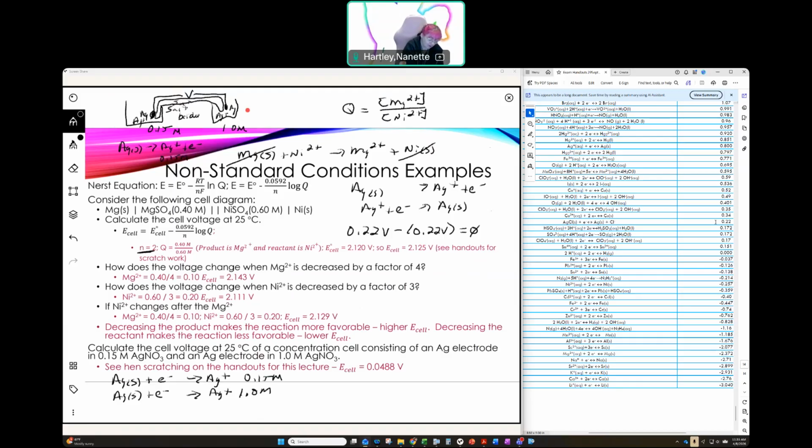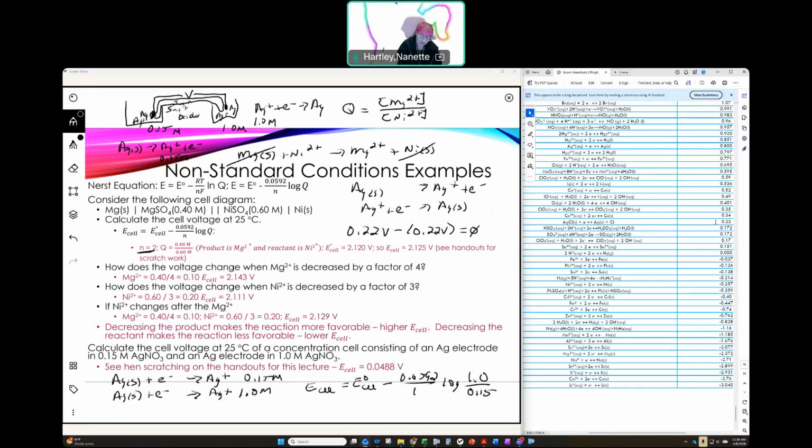If we look at our reaction over here, we're talking about the Ag plus and the electron going to the Ag. This concentration is 1.0 molar. So my product is the 1.0 molar and my reactant is the 0.15 molar, right? So if I take my E cell, that's equal to the E naught cell minus 0.0592 over n. This is a 1 electron process, so over 1 times the log of the product, which is 1.0 over 0.15.